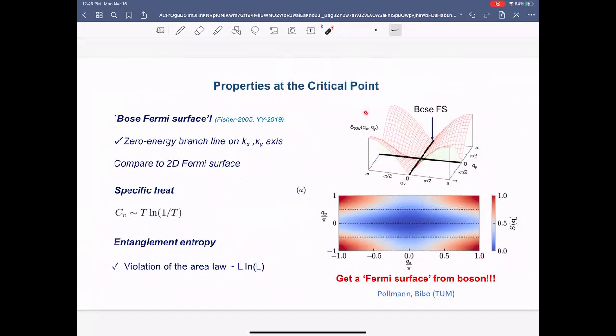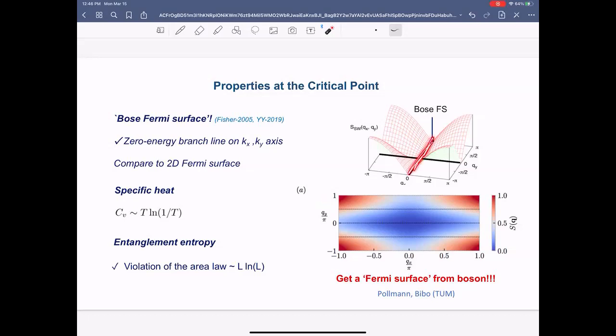And this is the analytical result, and this is the numerical result obtained by Bibo and Pullman. If we take out a slice from the momentum space, they do behave like a 1D relativistic boson, which came from the fact that a pair of spinons can fluctuate along the 1D stripe, just like a 1D relativistic boson once we fix one momentum.